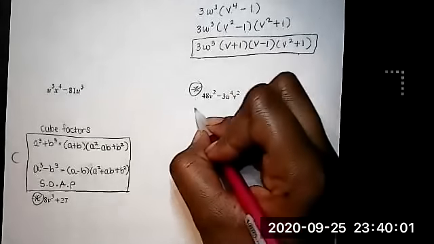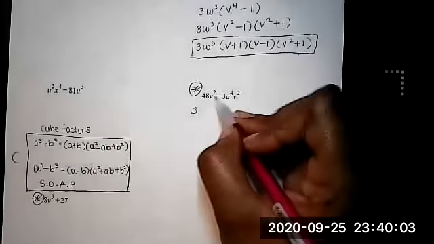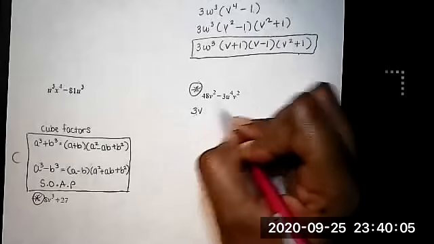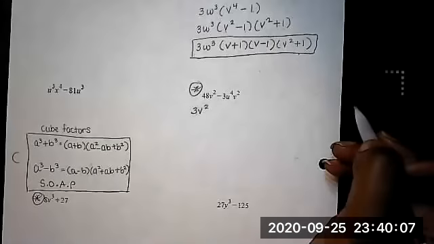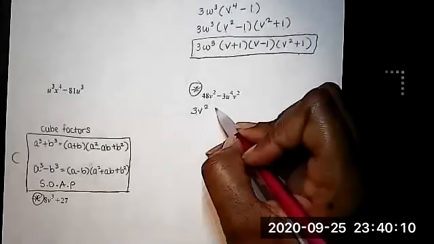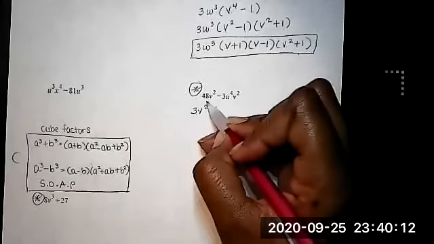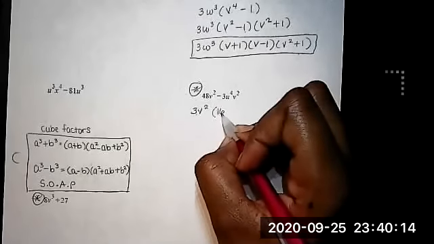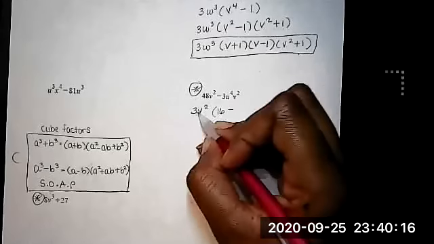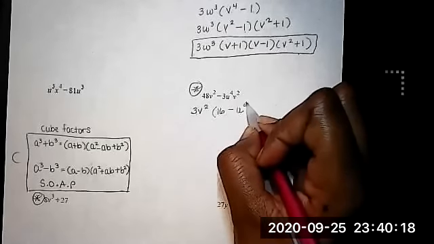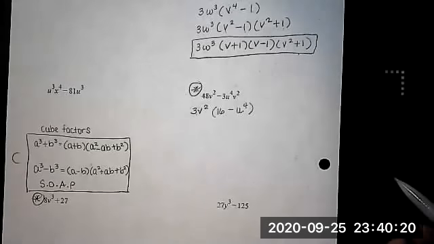3 goes into 48, yes. So let's take out 3. This one has a v squared, and this one has a v squared actually. I'm taking that out. So what is left over? 48 divided by 3 is 16 minus 3v squared u to the 4th. Okay.